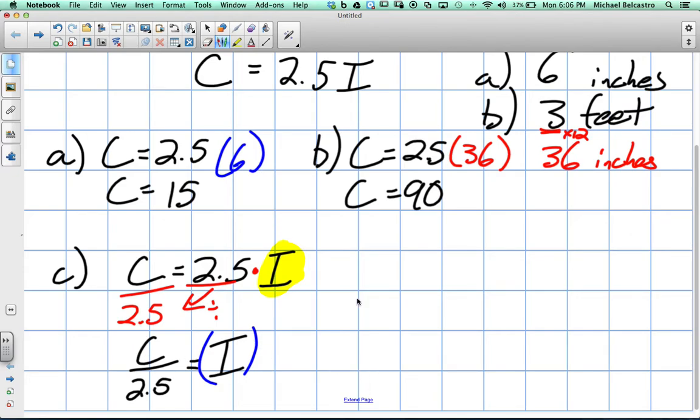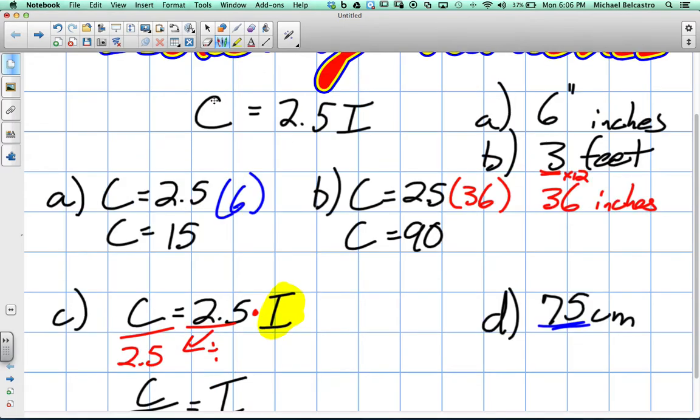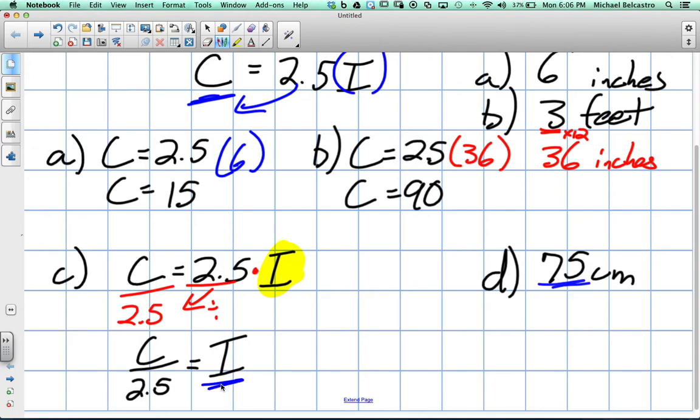And that's it. We've now set this equation equal to the letter I, which is great because now if we're given questions, which I think we are in the next one, we'll just go right to it. How many inches are in 75 centimeters? So this is part D. They want to know with 75 centimeters how many inches that is. Instead of taking the 75 and plugging it in here and having to do that extra step every single time to isolate for I, because we've rearranged the formula, all we have to do is plug 75 in for C, and we know instantly to divide it by 2.5 to find out how many inches there are.